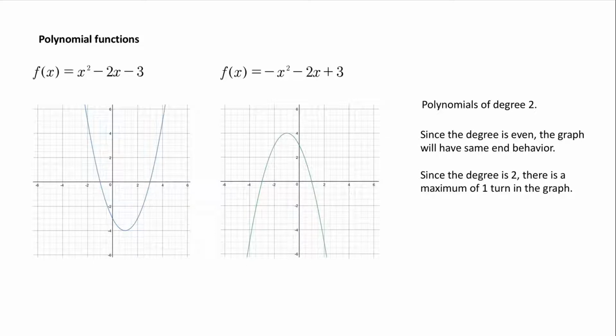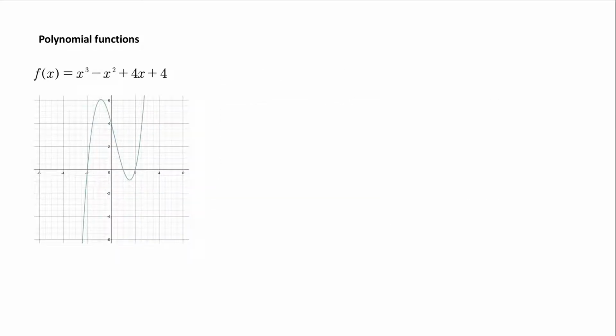The graph of our first polynomial extends from upper left to upper right, exhibiting this same end behavior. The graph of the second polynomial extends from lower left to lower right, again exhibiting the same end behavior. Since the degree is 2, there is a maximum of 1 turn in each graph, which would occur at the vertex.